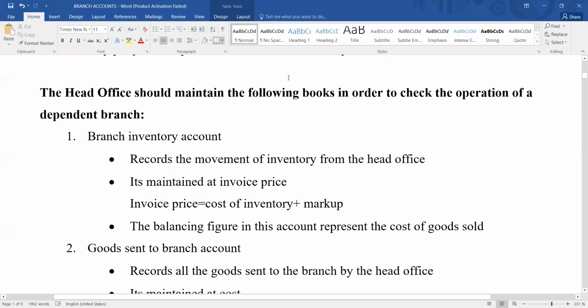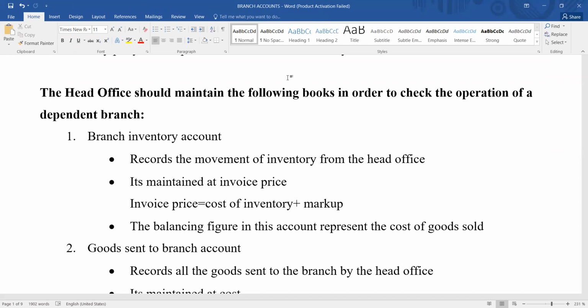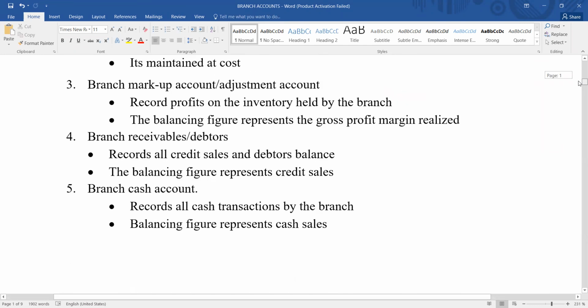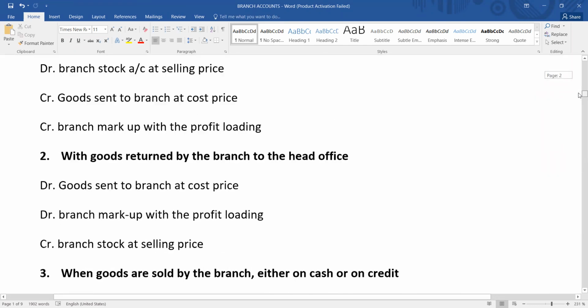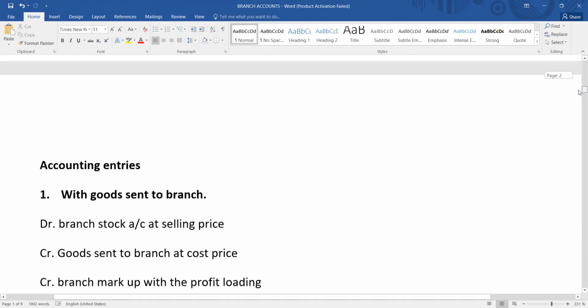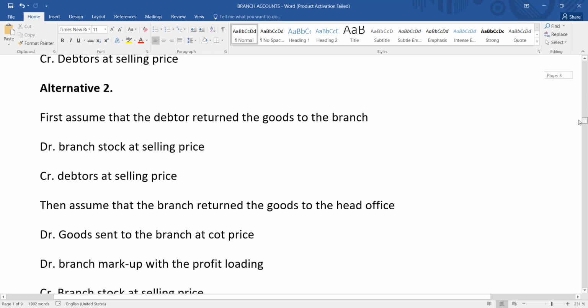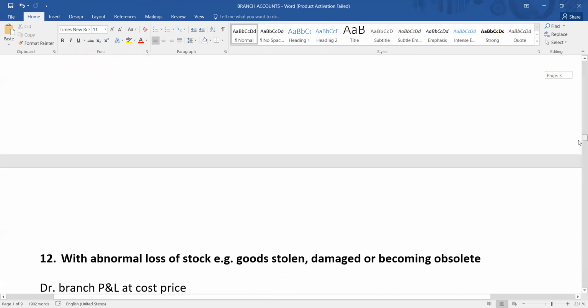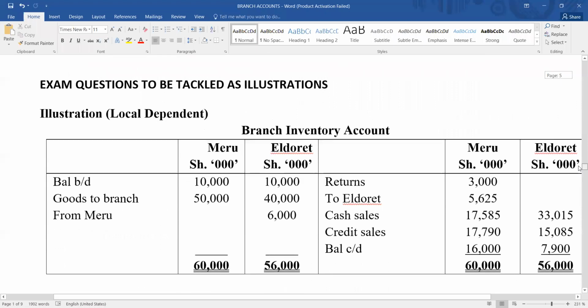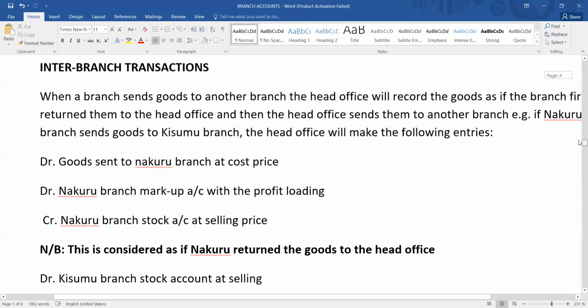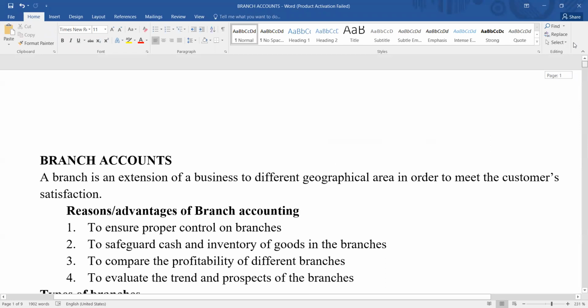So like now, the head office should maintain the following books in order to check the operations of the dependent branch: branch inventory account, goods sent to the branch, branch markup account, branch receivables. All of those accounting entries are supposed to be carried out. Even these illustrations here, you can check before we meet again.